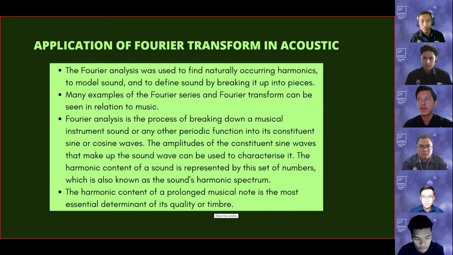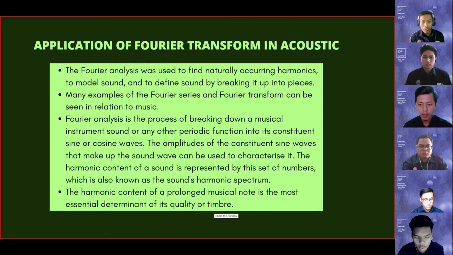Fourier analysis is used to find naturally occurring harmonics, to model sound, and to define sound by breaking it up into pieces. For example, the Fourier series and Fourier transform can be seen in relation to music. Fourier analysis is the process of breaking down a musical instrument's sound, or any other periodic function, into its constituent sine or cosine waves.